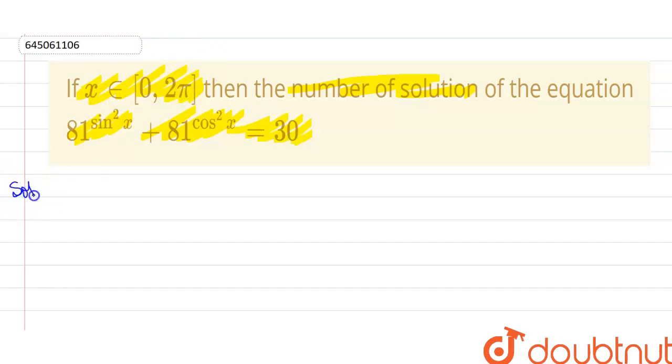So first of all, I can write here my solution. The given question says 81 to the power sin²x plus 81 to the power cos²x equals 30, as given in the question.